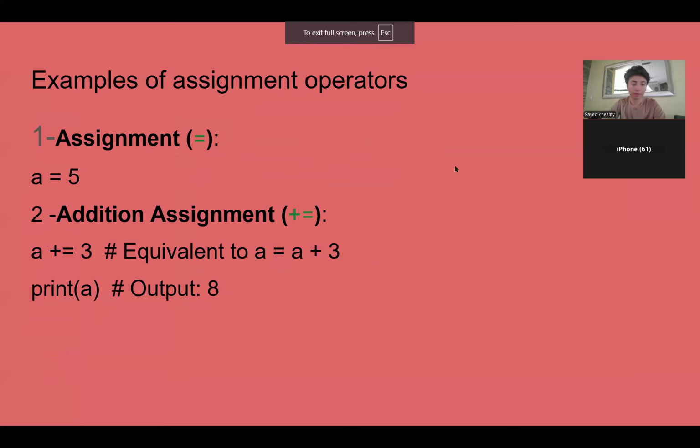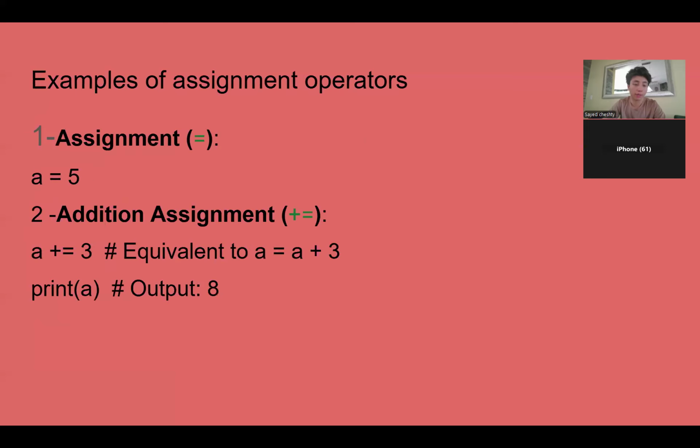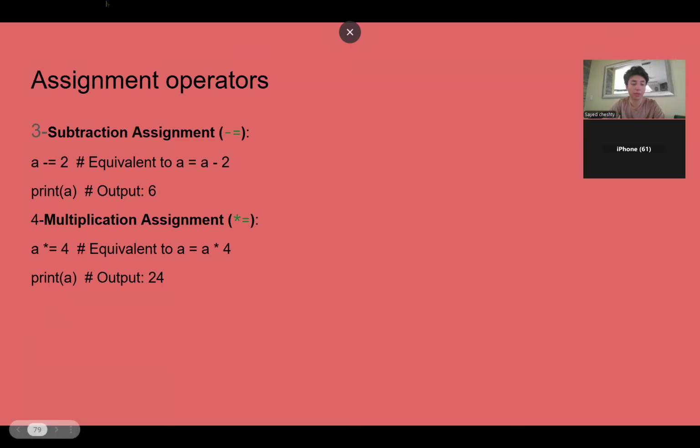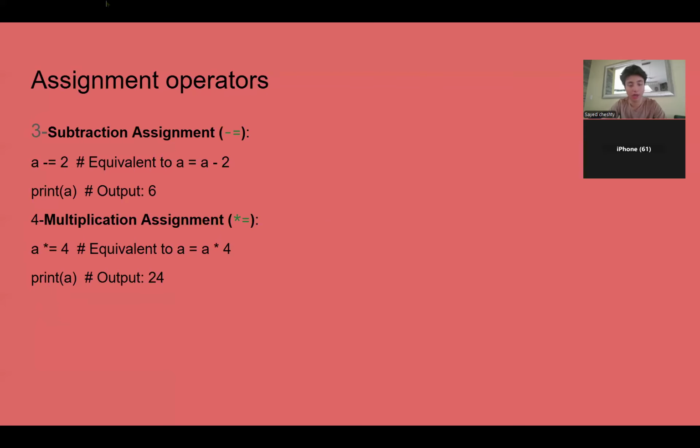Now we're doing subtraction, which is A minus equals 2, the same thing as A equals A minus 2. When we do that, it will give us 6, because 8 minus 2 is 6. Now we're going to do multiplication, A times equals 4, which is A equals A times 4. Our last value is 6, so 6 times 4 is 24.